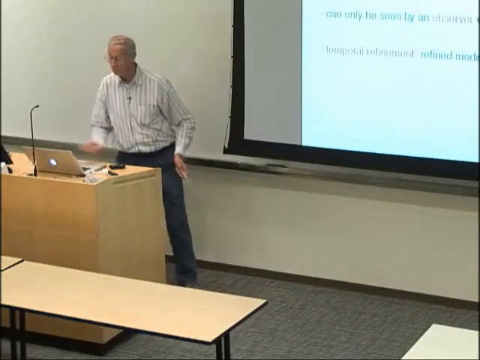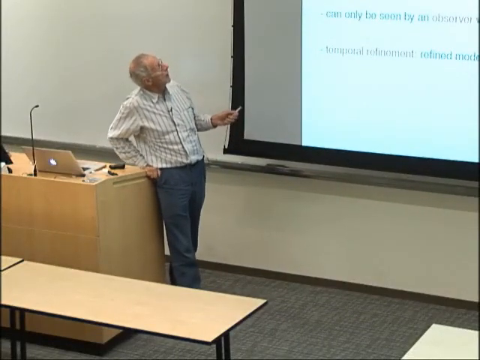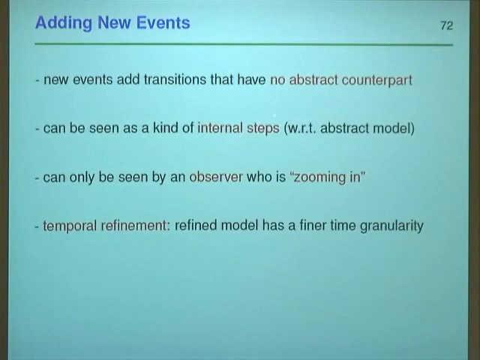So, adding new events. New events are transitions that have no abstract counterpart. They are kind of internal steps with respect to the abstract model. They exist in reality, but they were not able to be seen in the abstract one. And now the observer can see them by zooming. And we have a temporal refinement because now, rather than having 2 transitions, we will have 4 transitions. So the system is a little more complicated.